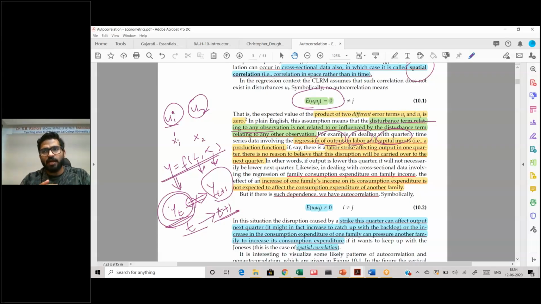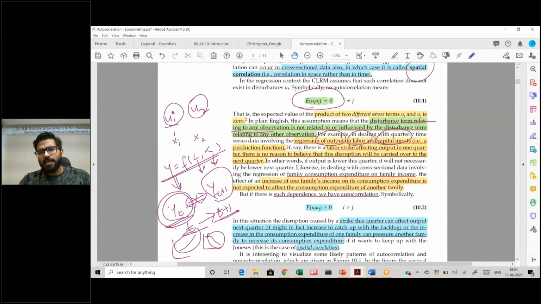The inertia effect: if you look at economic graphs, you will find that they are either in increasing order or in decreasing order, but there is a kind of a trend, a kind of seasonality to it. So that is where the errors are actually related to each other. You cannot say that they are completely unrelated.